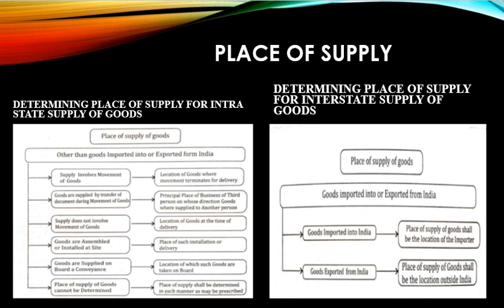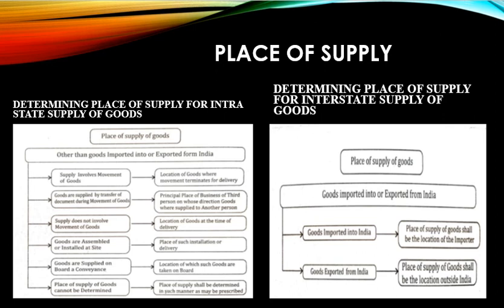So in order to know what kind of GST we are imposing on the goods, we need to know the place of supply. There are specific provisions for determining the place of supply of goods: where the supply involves movement of goods, where it involves no movement of goods, and in case of export or import of goods. Here the supply can be in the form of goods or services.